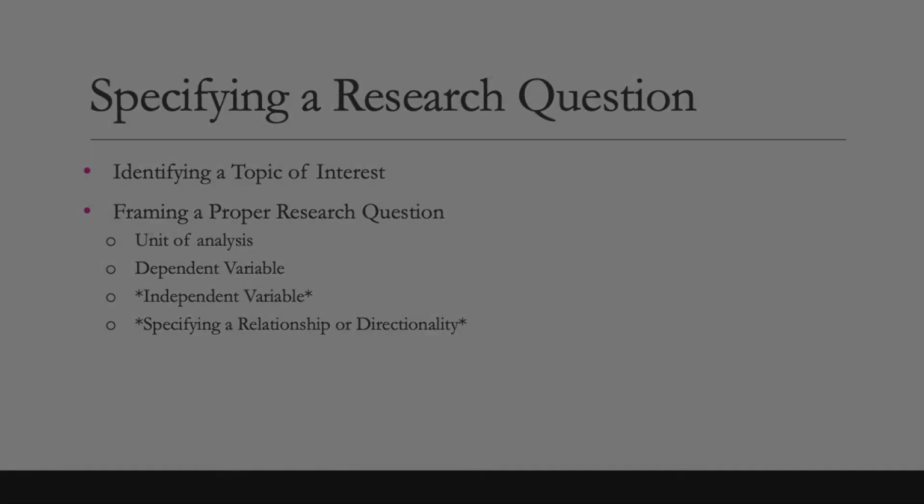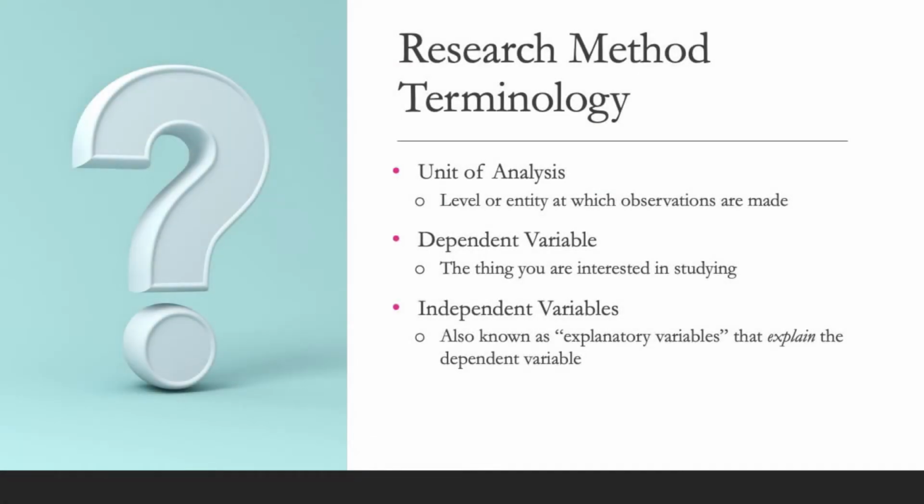So let's do a quick recap before we move on. The unit of analysis is the level or the entity at which observations are made. So think like counties, states, individual persons, things like that. The dependent variable is the thing or the topic that you are interested in studying. And your independent variables, also known as explanatory variables, are the things that explain the dependent variable. And we're going to go over some examples throughout this lecture, but I just want to get you familiar and comfortable with these terms early.